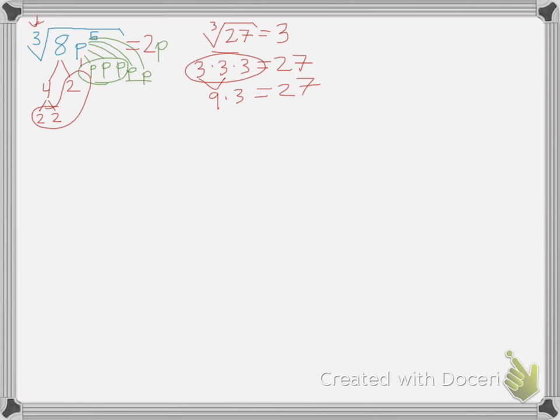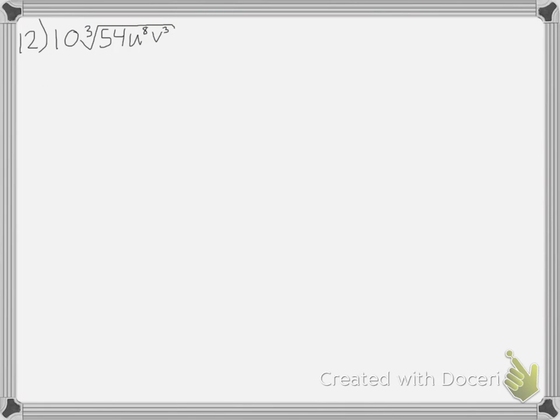So we write this as the cubed root of p, and since there are 2 of them, it's p squared. Okay? Cubed root of p squared is still left there. So we have 2p cubed root p squared. And that's it. Now we are ready for the big boys. Okay, this one is the biggest one that we're going to do, and the last problem on this video.